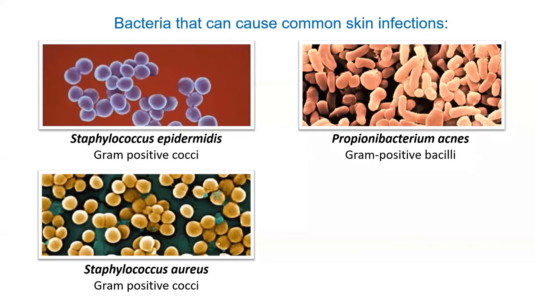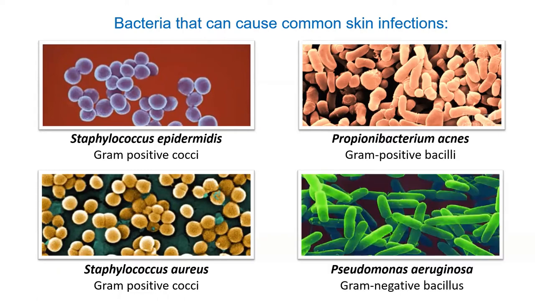A couple other organisms worth mentioning. There's this organism here, Propionibacterium acnes, I think is how you say it. It's famous for causing acne, although acne can be caused by other organisms as well. But I just thought I'd throw it in there because you can see it is also gram-positive and it survives on the skin really well. And one other organism that I've mentioned a few times, and I keep saying, okay, we'll talk about it, is Pseudomonas aeruginosa. We'll get to that in a moment.